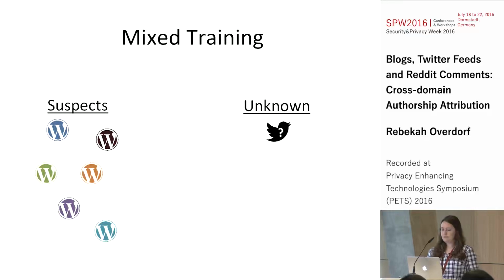Our first step in fixing this problem was through mixed training. Here's a normal problem setup. We have a group of suspects, and they're all bloggers, and we want to connect them to an unknown Twitter account.